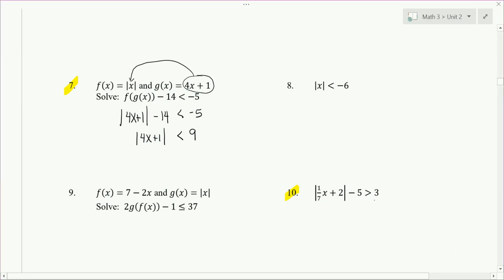Now 4x plus 1 could be positive or negative. The absolute value will make it either. So let's assume the 4x plus 1 is positive. So we just take whatever that value is, 4x plus 1. And so we want that to be less than 9. Or we could say that the opposite of that value, so negative 4x plus 1, could be less than 9 as well.